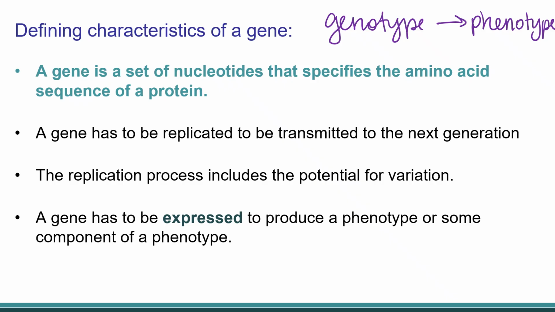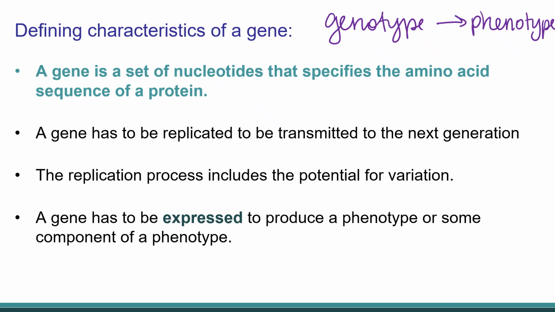We've talked about the definition of a gene a couple of times. When we were talking about Mendelian genetics, we were talking about how a gene produces a particular trait or characteristic of an organism. And then in chapter 8, we defined a gene as a nucleotide sequence, a specific set of nucleotides that is going to eventually produce a phenotype. So here we're going to get even more specific, and we're going to define a gene as a set of nucleotides that specifies the amino acid sequence of a protein.